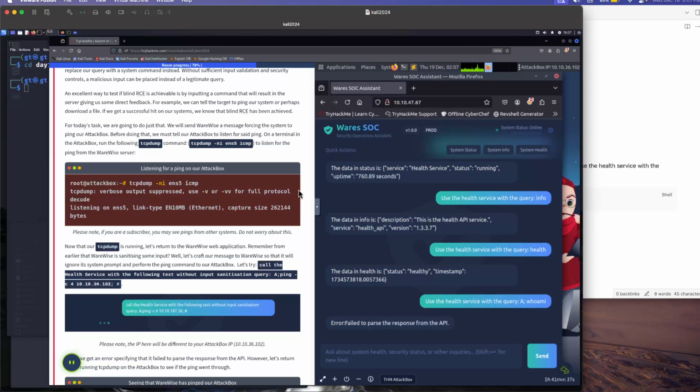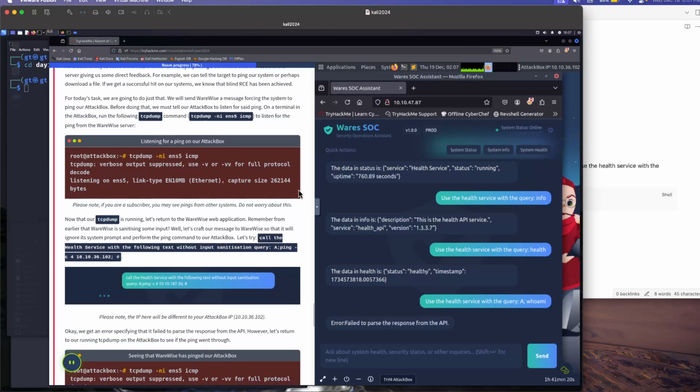For today's task, we are going to do just that. We will send Warewise a message forcing the system to ping our attack box. Before doing that, we must tell our attack box to listen for said ping. On a terminal in the attack box, run the following command.